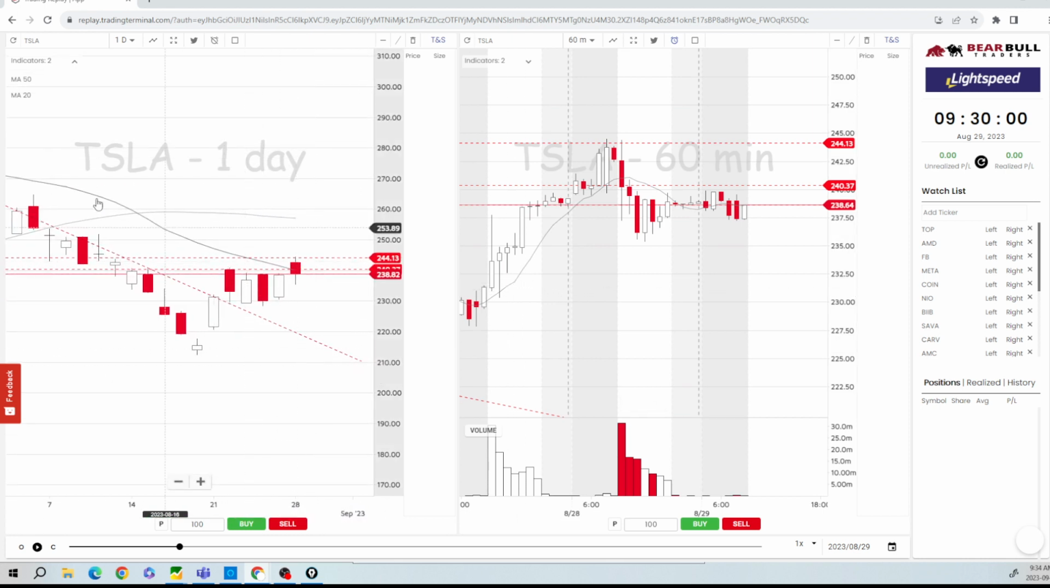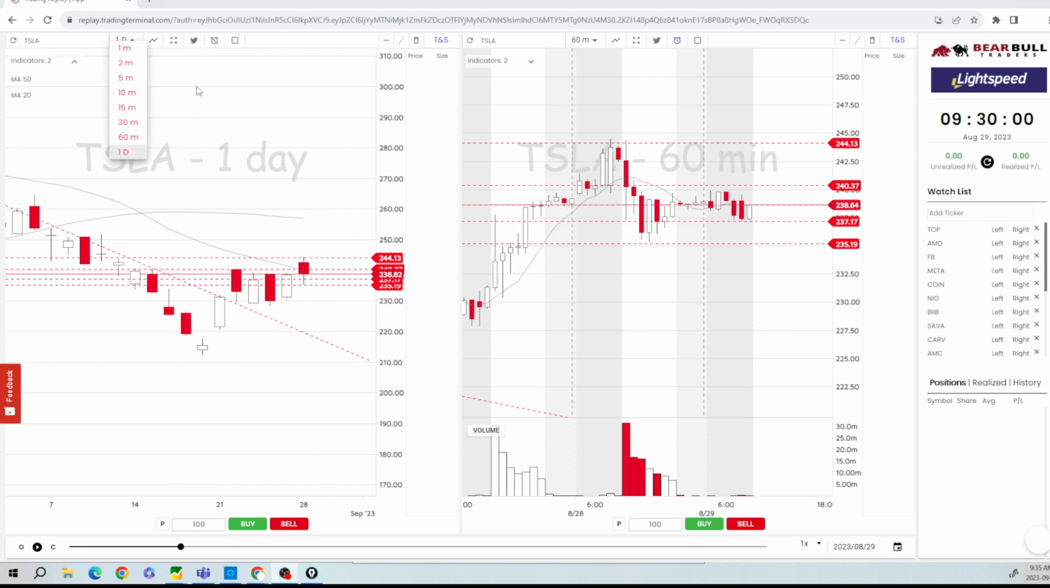From the support perspective, we know the low of the previous day, which is Monday, is 235, and then we have some lows around the previous candle opening, which is 238.82. So these are the levels I'm going to mark here.